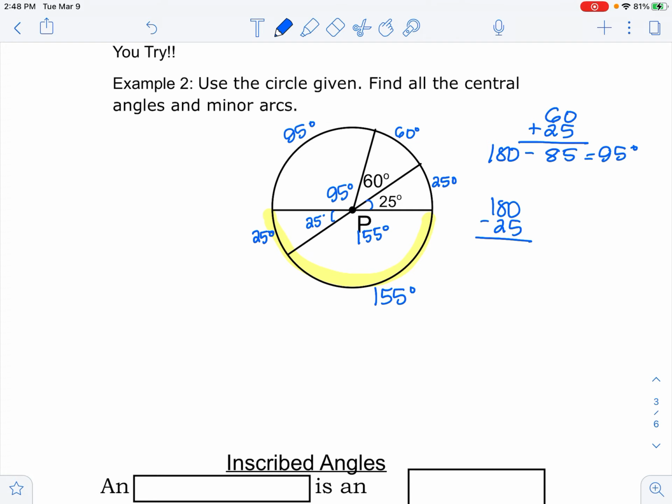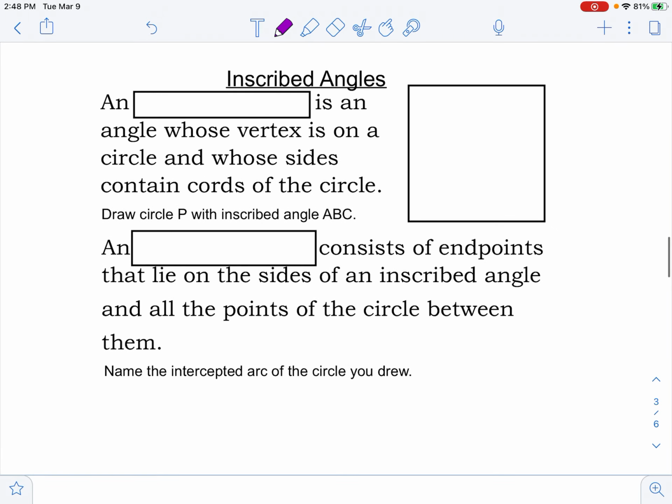Okay, so we've talked about central angles, and everything that we've worked with so far has been a central angle. And if you look at them, the vertex is at the center, right? Here's the center, the center, the center, and they have the same measure as their arc, okay? Now we're going to talk about inscribed angles. Inscribed angles do not have the vertex at the center, okay?